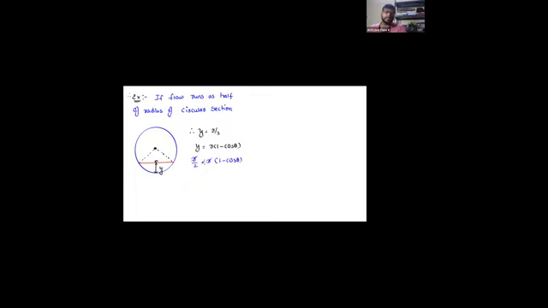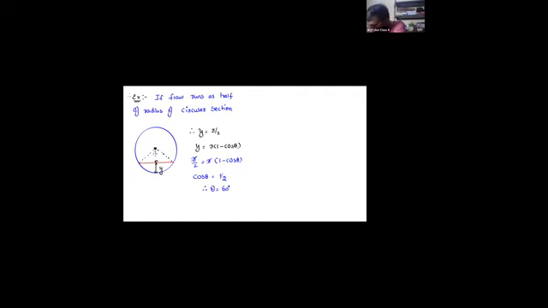r will get cancelled. Then 1 minus cos theta is equal to 1 by 2, so cos theta is going to be 1 by 2. So what is the value of theta when cos theta is 1 by 2, please? When theta is equal to 60 degrees. Yes or no? So now, my dear, this theta is equal to 60 degrees.